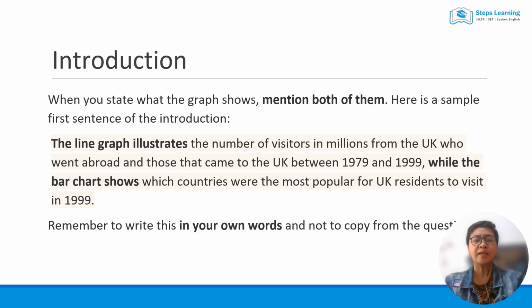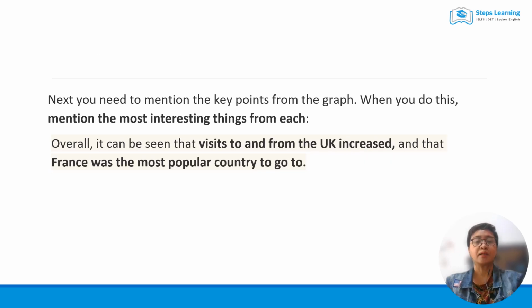And if you notice, even though these are past years, the tense is in the present tense. Why? Because the graph is constant. So when you're talking about the graph, you use present tense, but when you're talking about the variables, use the past tense. Next, you need to mention the key points from the graph. So when you do this, you mention the most interesting things from each.